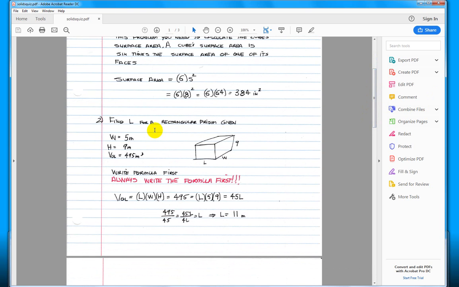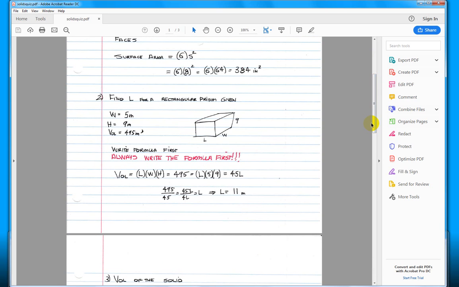Okay, you got number 2, you got a rectangular prism, and you got some stuff there, and you want to calculate the length. Write down the formula first. Always write down the formula first. It will really make the problem so much easier for you, and it'll show that you know what you're doing, and you'll get more partial credit.